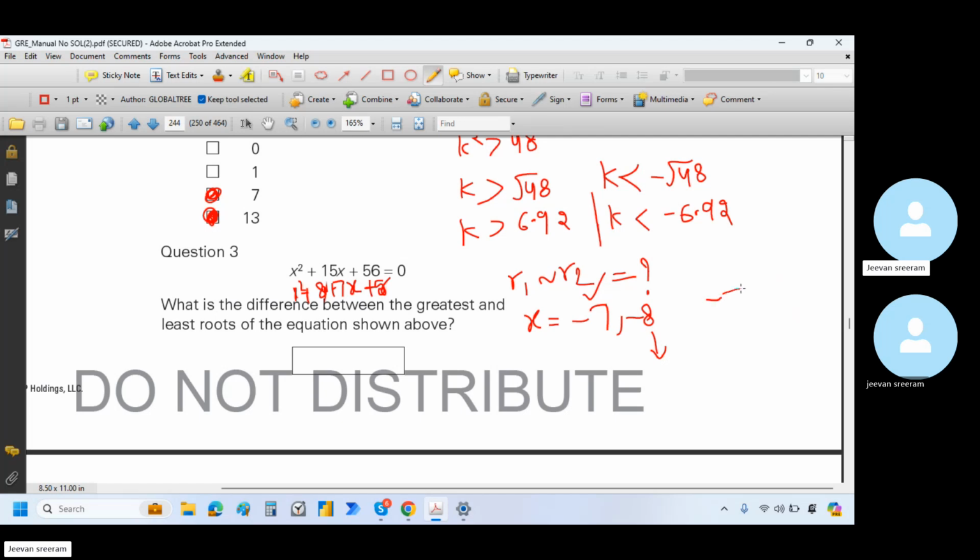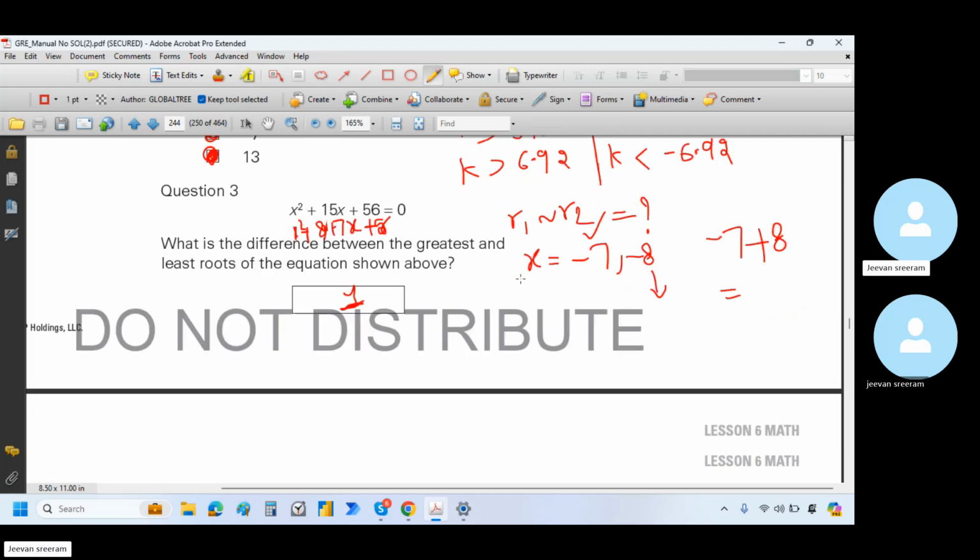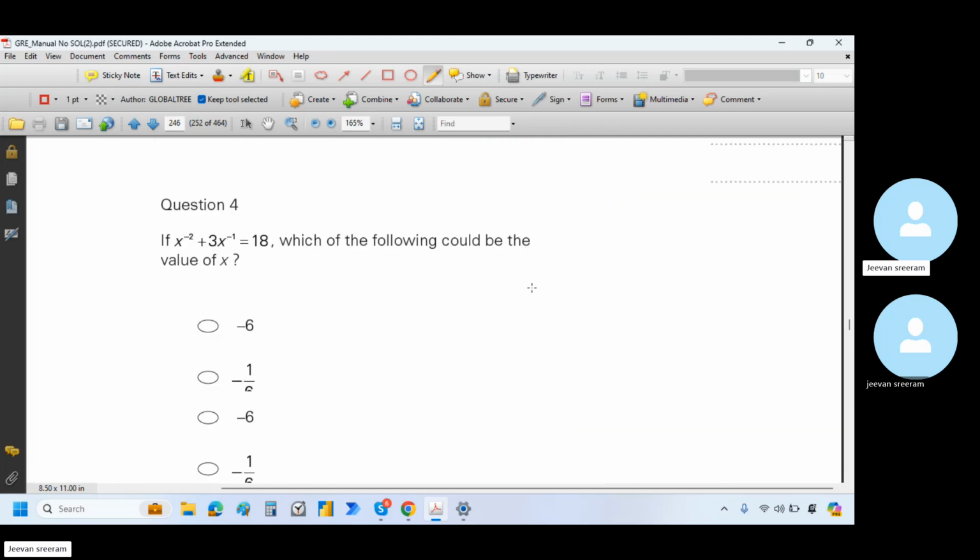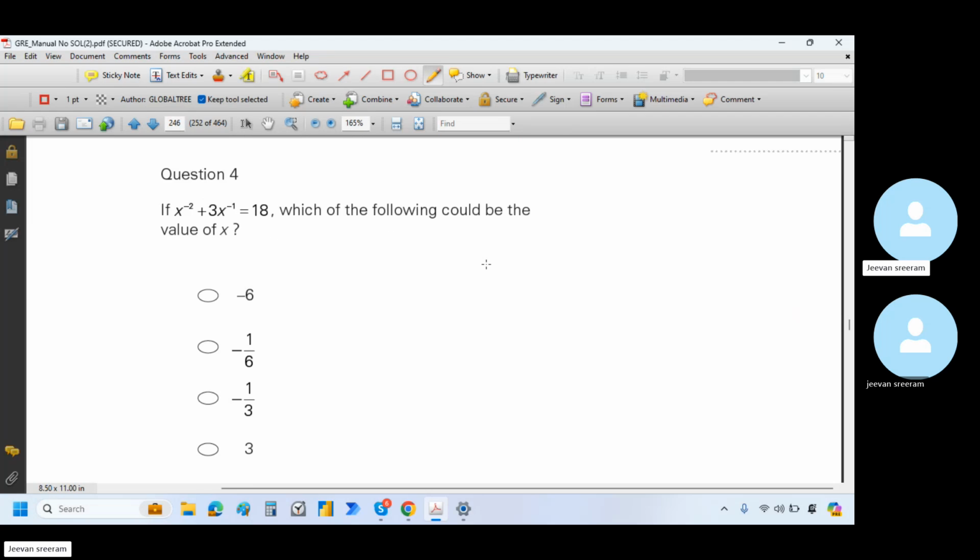The greatest is minus 7, 8 is lesser. Difference, greatest minus least, it's 1. Minus 7 is greater, right? Minus 8 is the least. One is the answer. Yes, these sort of questions are also frequent these days in GRE math.